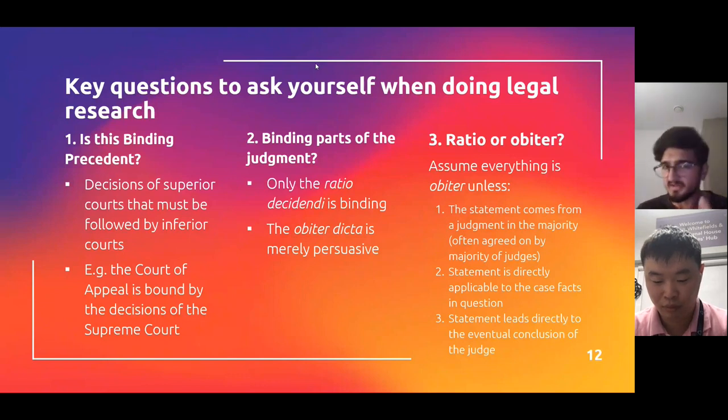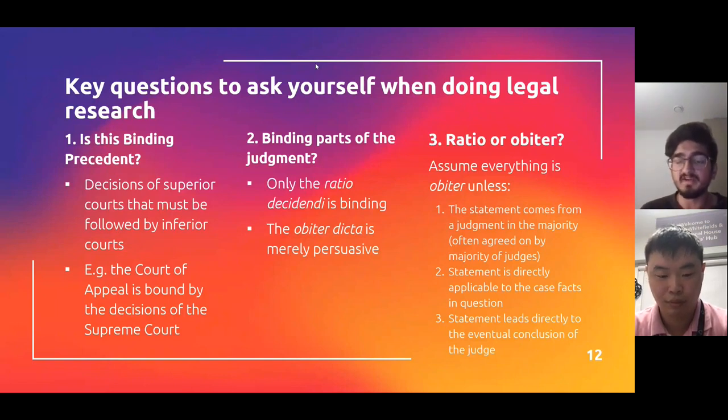And finally, and linked to the second question, in order to distinguish between what is ratio and what is obiter, you need to assume everything is obiter unless, firstly, the statement comes from a judgment in the majority. Oftentimes, courts like the Supreme Court and the Court of Appeal normally have a panel of judges, and they will have to agree to deliver the judgment in a certain way, either they'll allow the appeal or they'll dismiss it.